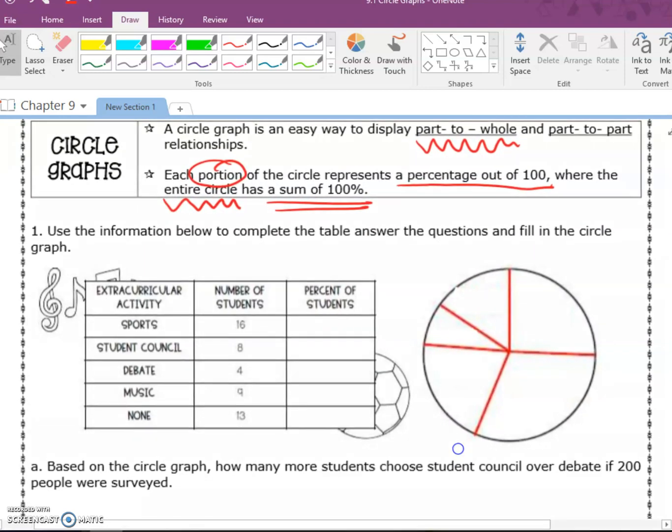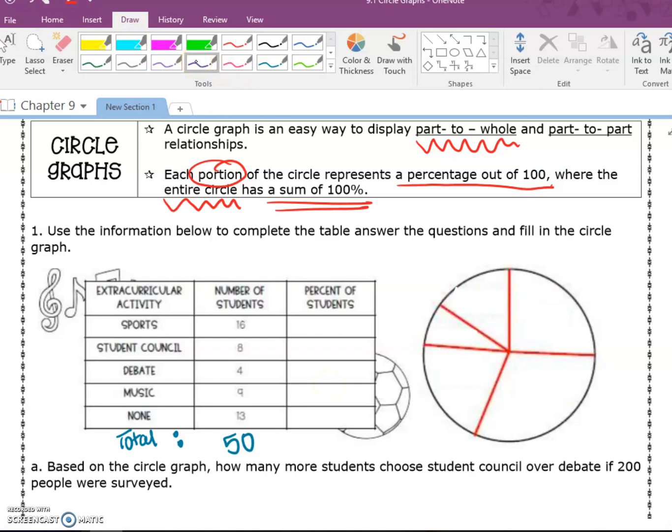Use the information below to complete the table and answer the questions and fill in the circle graph. So if we have a table of the extracurricular activities and the number of students, the first thing we would have to do is add up the number of students. So we would need to get our total. Once we got our total, you would see that is 50. So in order to move on and fill in the circle graph, we would need to see the percentage of students. So remember how you do that.